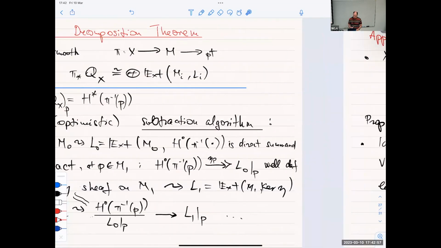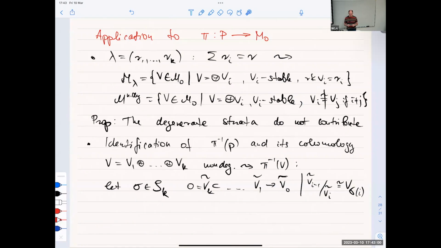And so after that, as I said, there's just two. So now we have to apply it to our case. So we apply it to our map P going to M.